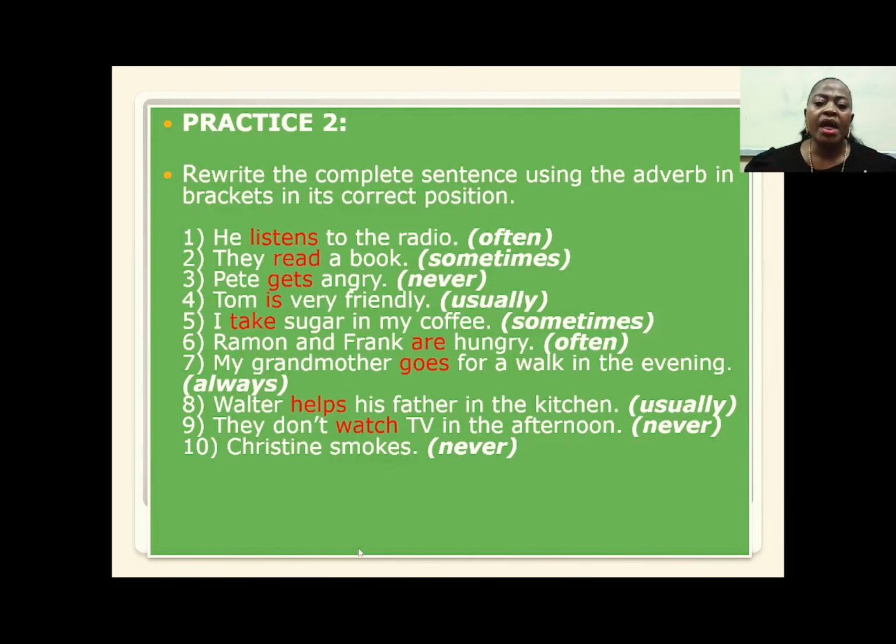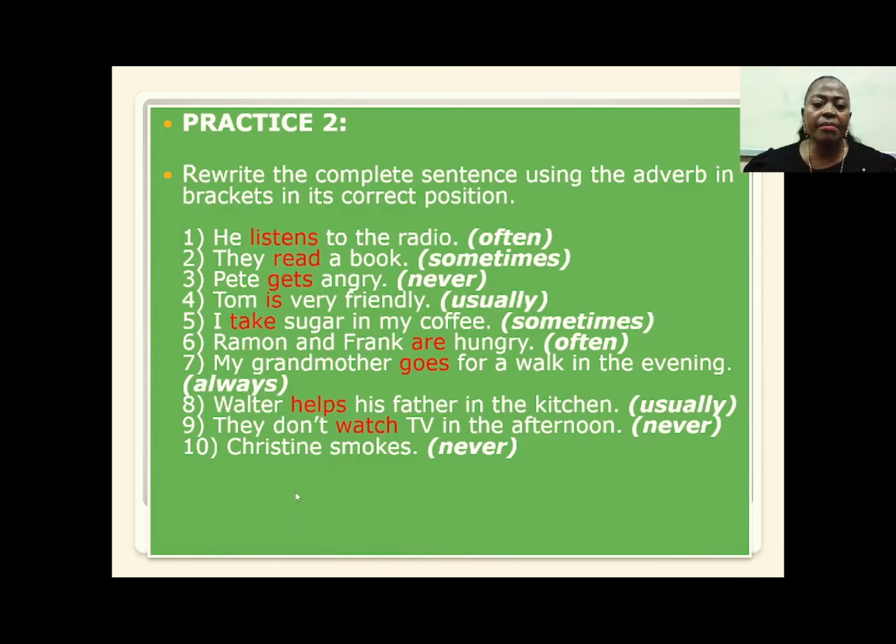Example 2, they read a book. They sometimes read a book. 3, Pete gets angry. Pete never gets angry. Number 4, Tom is very friendly. Tom is usually very friendly.